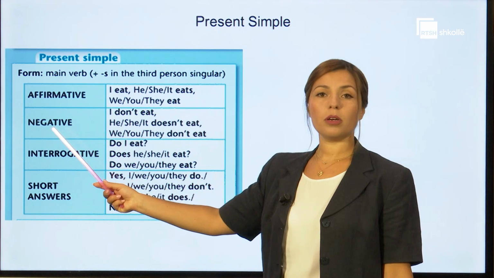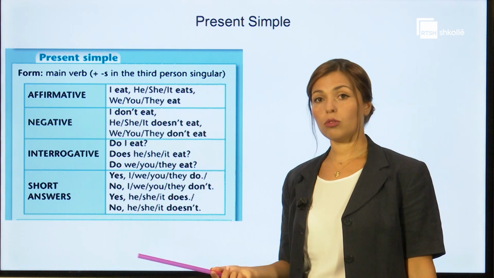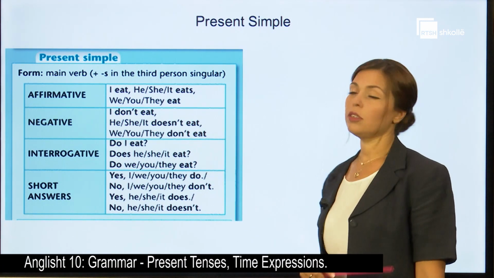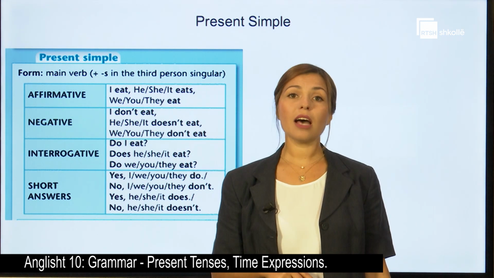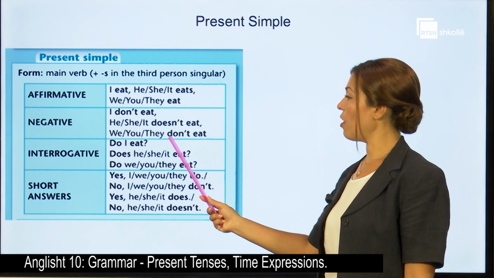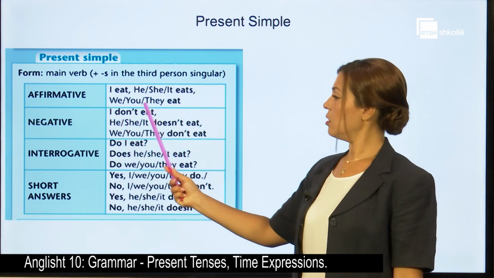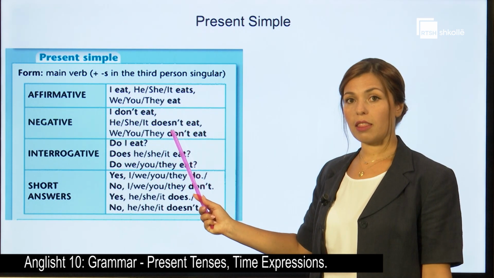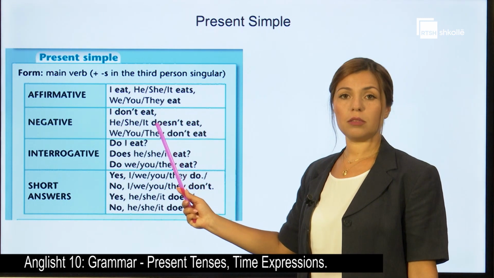The negative form. We use the auxiliary verb do and not. So, I do not or I don't eat. You don't eat. He, she, it does not or doesn't eat. We, you, they don't eat. So, I don't, he, she, it doesn't. Don't forget that. In the third singular form, doesn't.